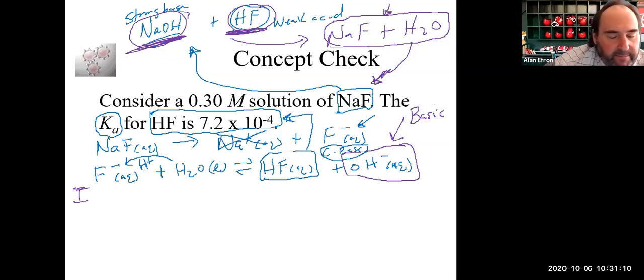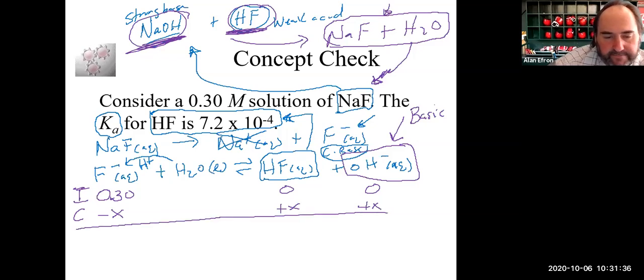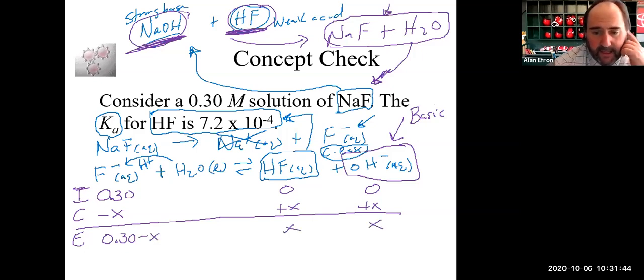And in this case, we have 0.3 molar sodium fluoride. So when sodium fluoride breaks apart, it does break apart into a 1-to-1 relationship, which means our concentration of fluoride would be 0.3. This is going to be 0 and 0. The change here would be minus x, plus x, and plus x. And at equilibrium, 0.3 minus x, x, and x in this particular case.